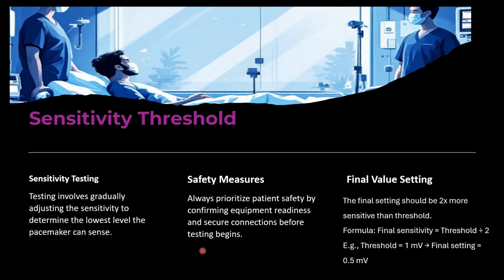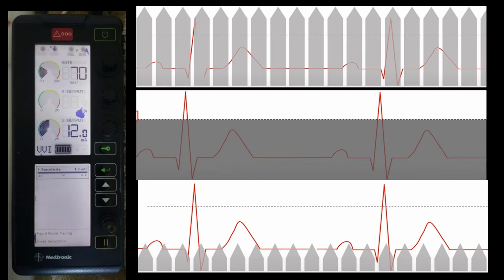It's very important to keep in mind patient safety and confirm the readiness of equipment and secure connections before the test begins. The final setting should be 2 or more times more sensitive than the threshold, so final sensitivity equals threshold divided by 2. For example, if the threshold of the sensitivity is 1 millivolt, the final setting should be 0.5 for the sensitivity.